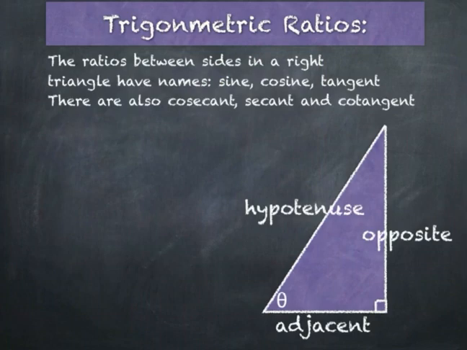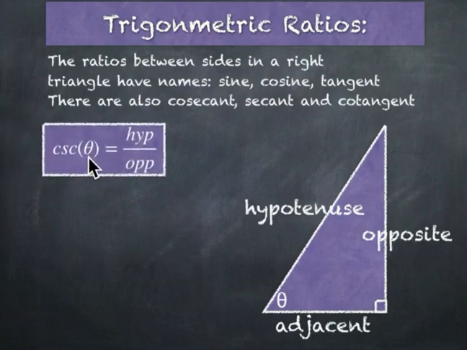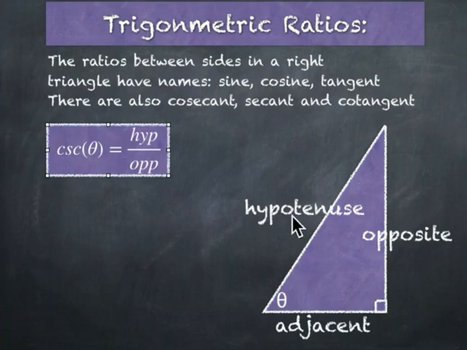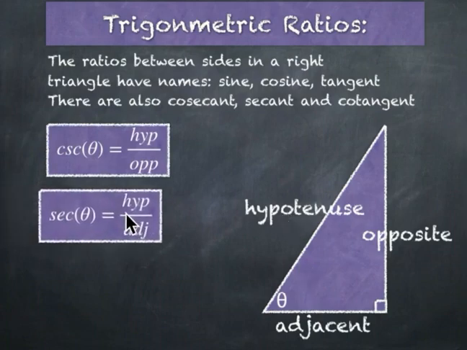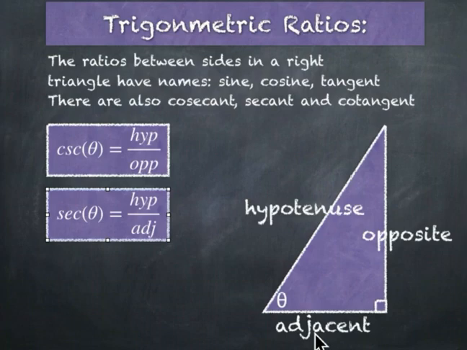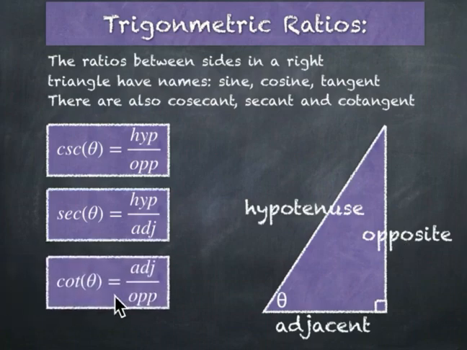There are a couple other ratios that have names as well. For instance, if we take the hypotenuse and divide it by the opposite, that's called the cosecant. If we take the hypotenuse and divide it by the adjacent, that has a name as well, that's called the secant. And if we take the adjacent and divide it by the opposite, that's called cotangent.